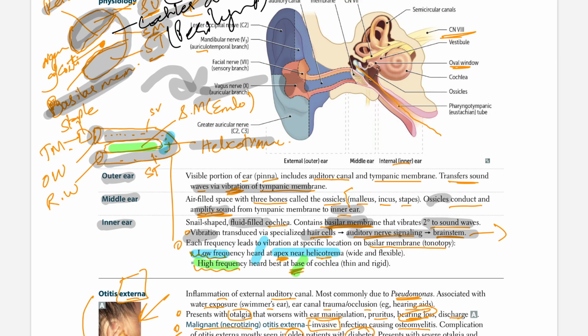Now, frequencies are different. They hit different sections. They are specific frequencies for specific locations on the basilar membrane. Okay, low frequency is best heard near the helicotrema, at the apex, which is wide and flexible, while the high frequencies are best heard at the base of the cochlea.